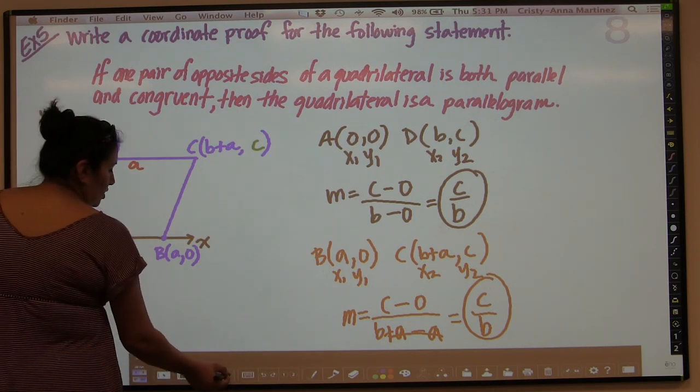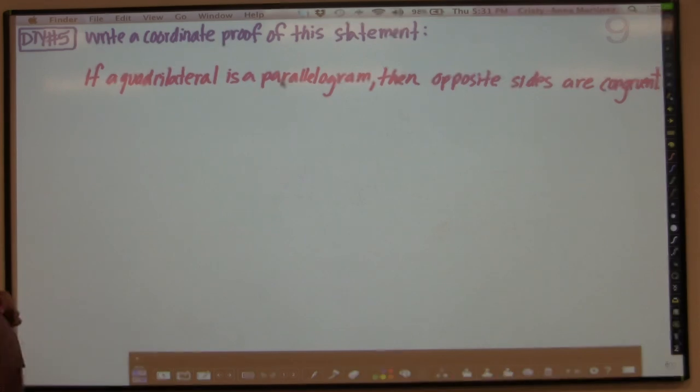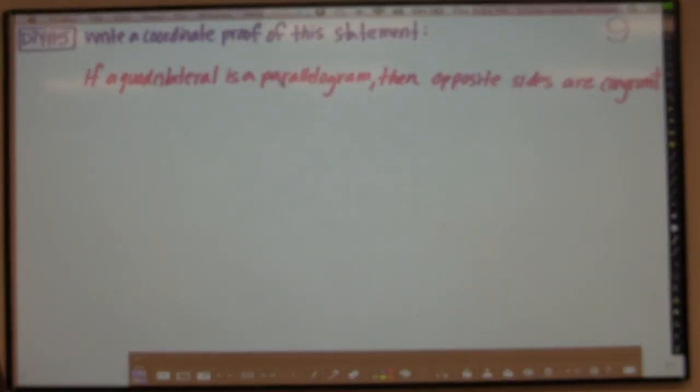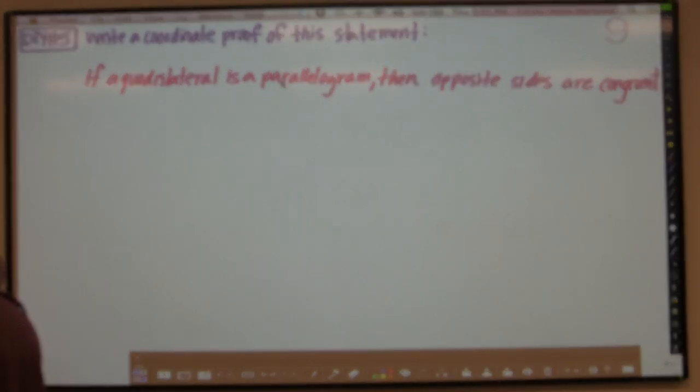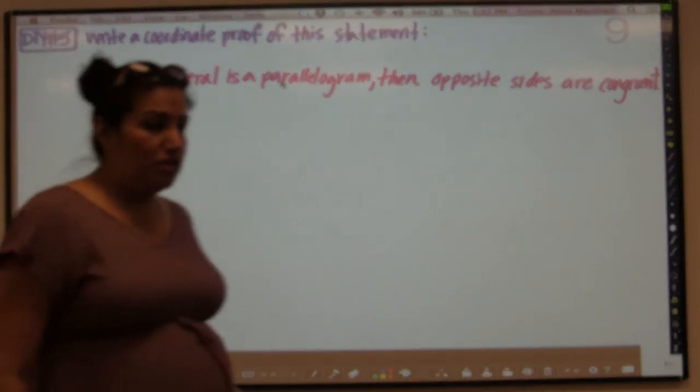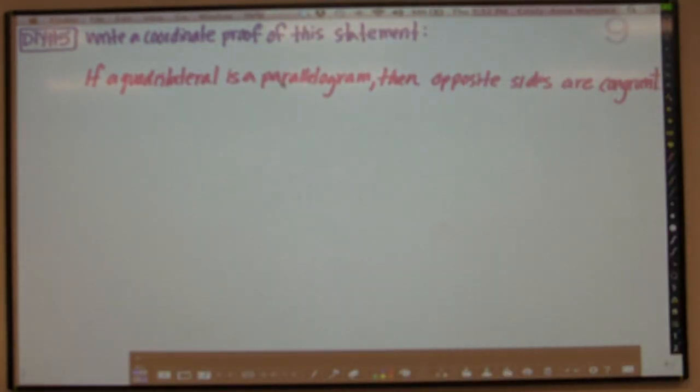So now we're going to ask you to do this little guy, to write a coordinate proof that if a quadrilateral is a parallelogram, then opposite sides are congruent. And so once you have completed this do-it-yourself question, then you will have completed your notes for this lesson.